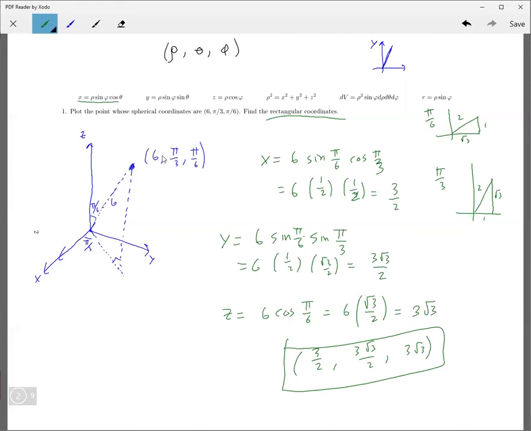Okay, so that's the coordinates of this point in spherical coordinates. No, I'm sorry, this is rectangular coordinates. This is spherical, and this is rectangular. You could also probably argue by just looking at the angles right here what these values would be. You could also try to argue that way. But it's going to be the same thing as using the formulas here.